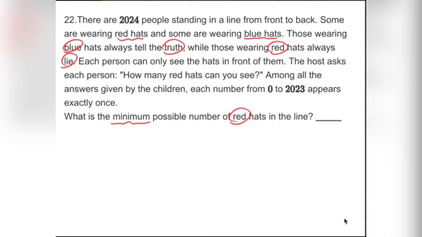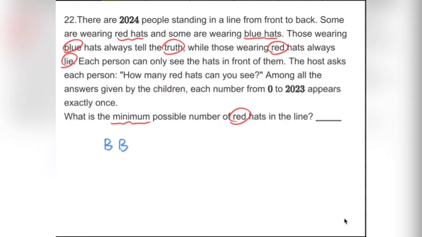So firstly, everyone, you see, for such a question like a truth or lie, we always start from the truth part. So think about it. What kind of people always tell the truth? Yeah, the ones wearing blue hats, right? So here, everyone, think about it. Can we just put two blue hats people together?